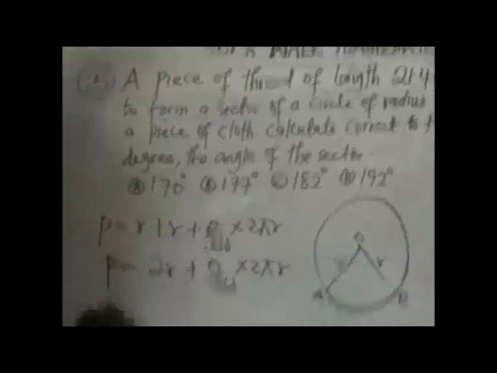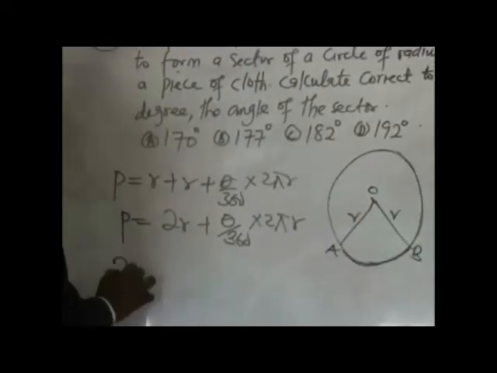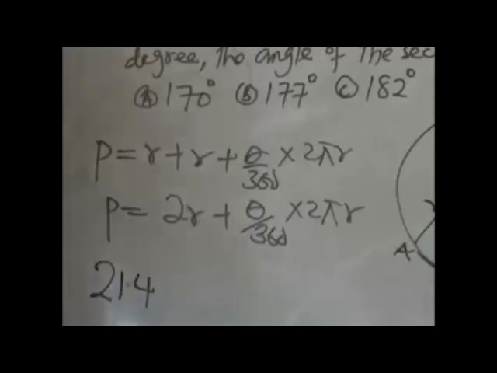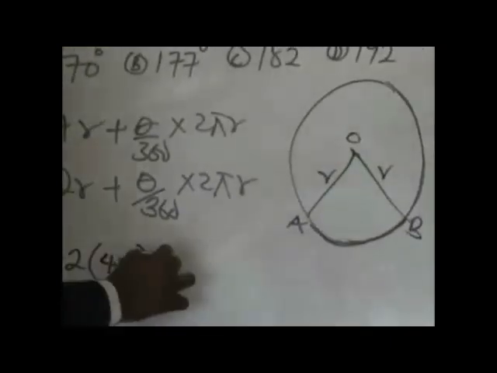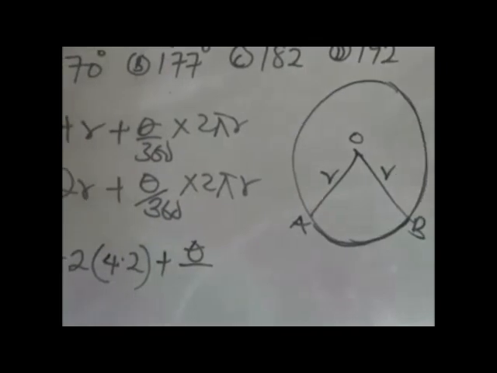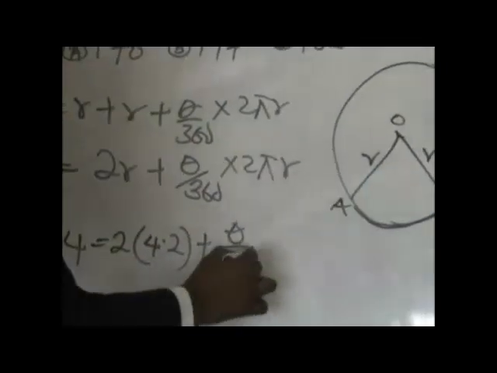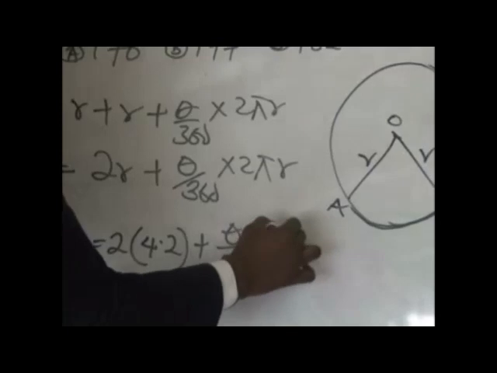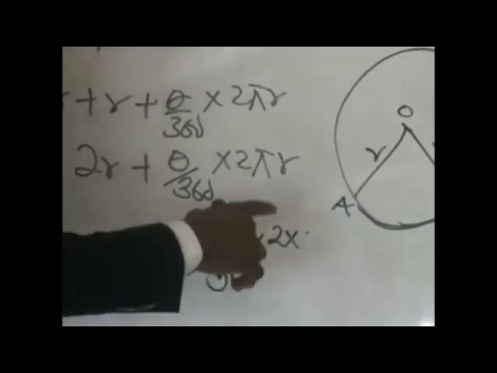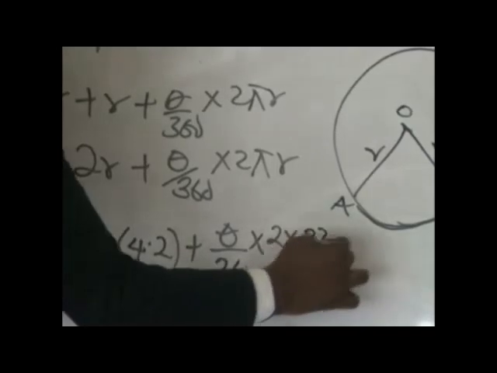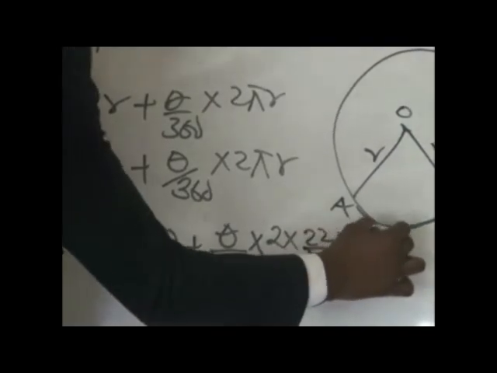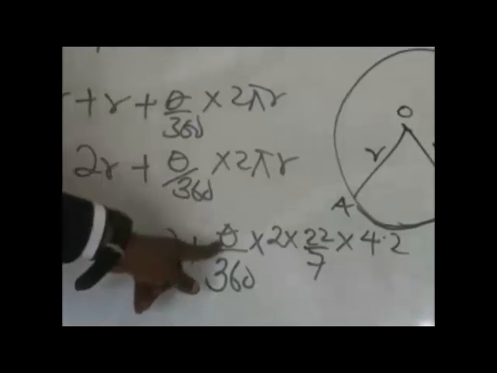Now the length of the thread is 21.4, which is the perimeter. The total length is the perimeter of the sector, 21.4 equal to 2 times, what is the radius as given in the question? I have 4.2, plus theta, which is the angle we are looking for, the angle of the sector, over 360 times 2 times pi, which is 22 over 7, times the radius, which is 4.2. So we are just going to determine the value of this angle.